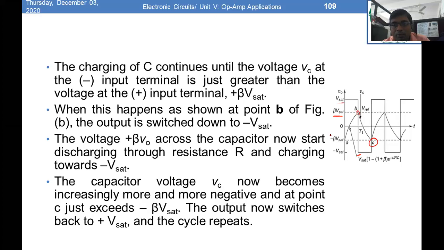When it exceeds minus beta Vset, again the output is switched from minus Vset to plus Vset, and this cycle repeats. So depending upon the voltage across the capacitor with reference to the reference voltage, a comparison is performed. According to this, your output voltage switches between plus Vset to minus Vset or minus Vset to plus Vset, and this cycle is continuous, and you get a free running output waveform, that is nothing but a square wave.